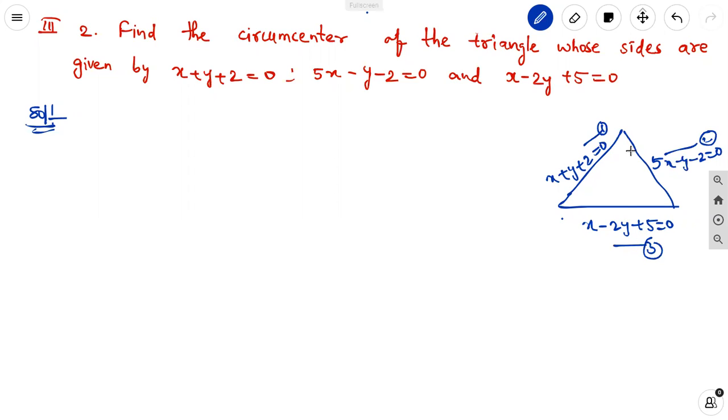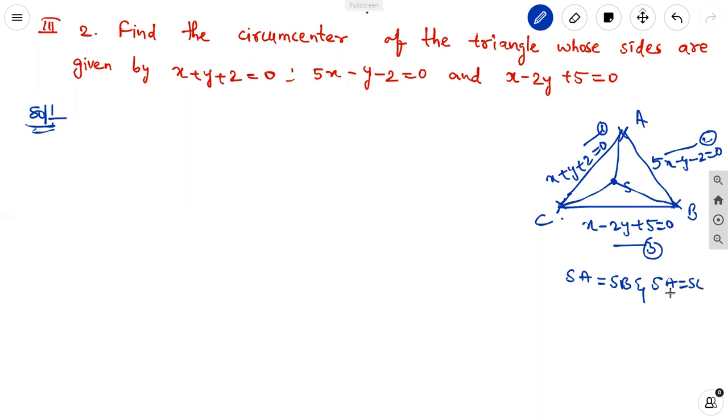Now solving 1 and 2, we get the A vertex. 2 and 3, we get the B vertex. 3 and 1, we get the C vertex. S is the circumcenter. Circumcenter means the distance from the center to A vertex, center to B vertex, and center to C vertex are equal. That is nothing but we can take SA equal to SB and also SA equal to SC.